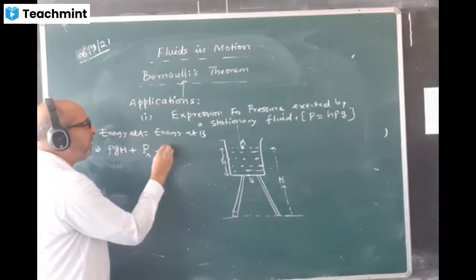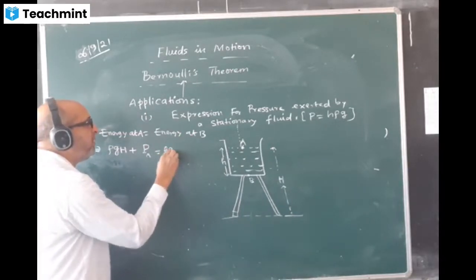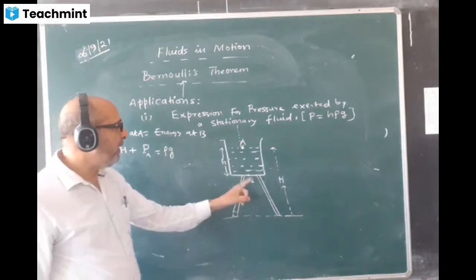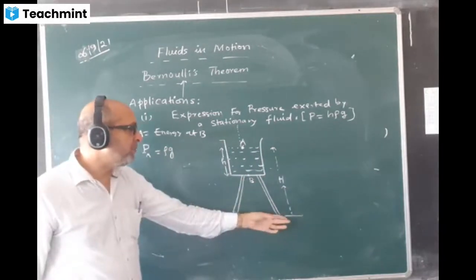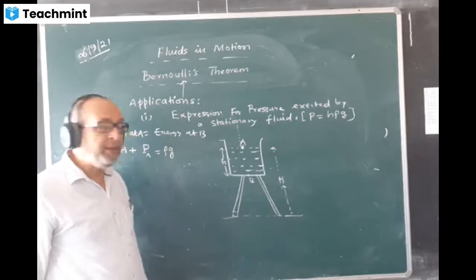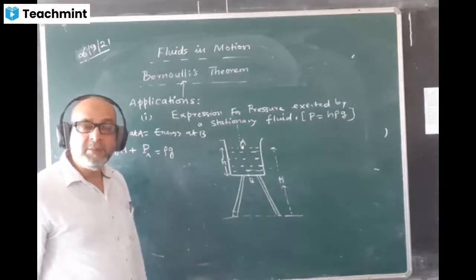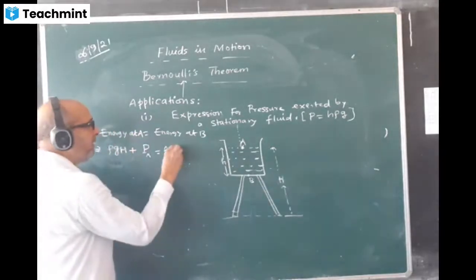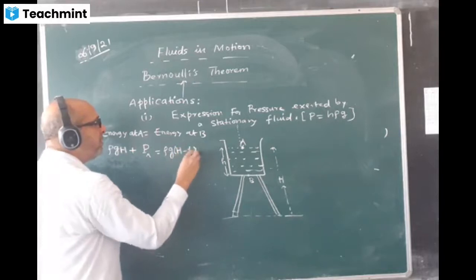Now energy at B. What is the potential energy? What can I write here? Take rho g. What is the height of the point B above the ground level? Capital H minus small h. Very good. That is capital H minus small h.